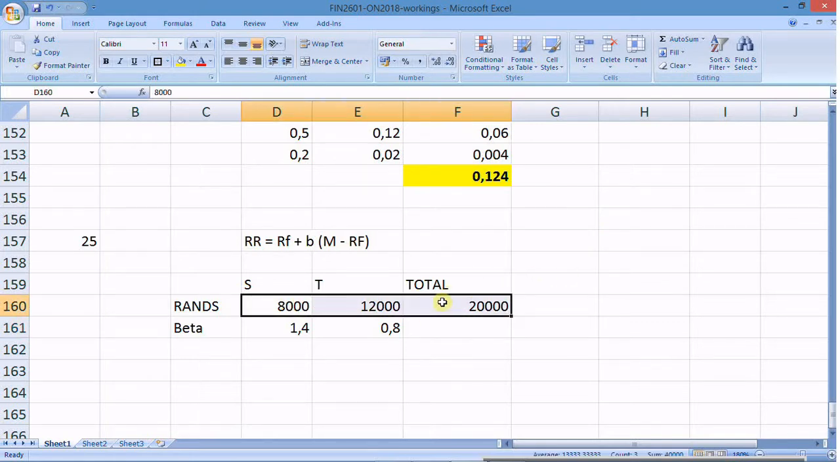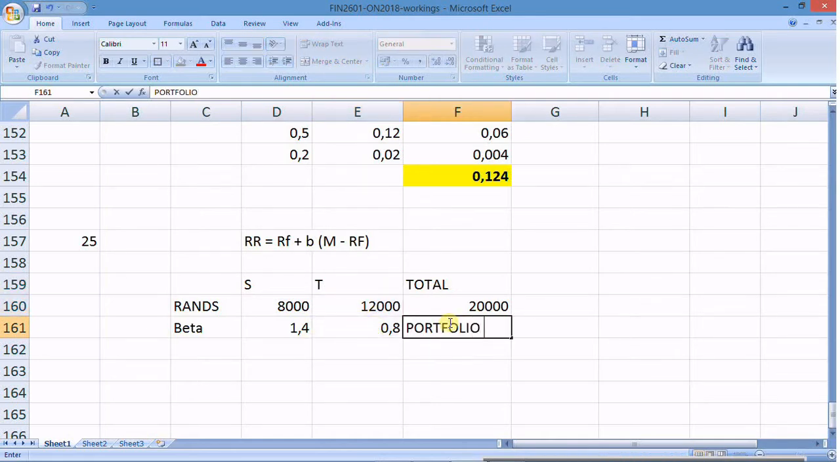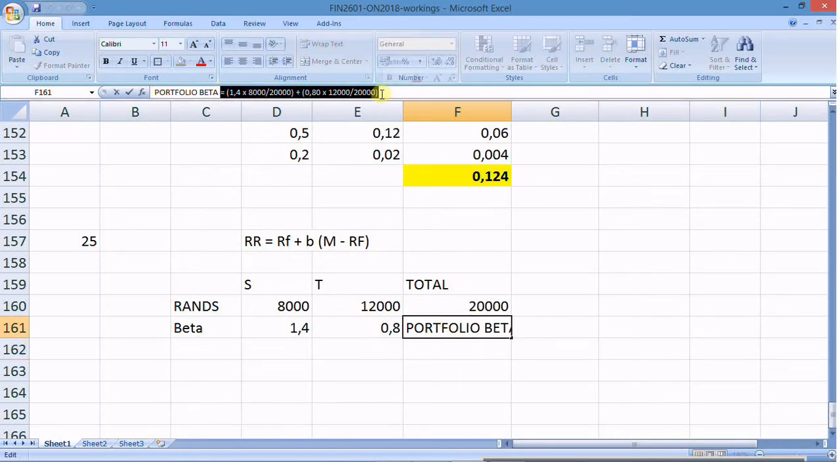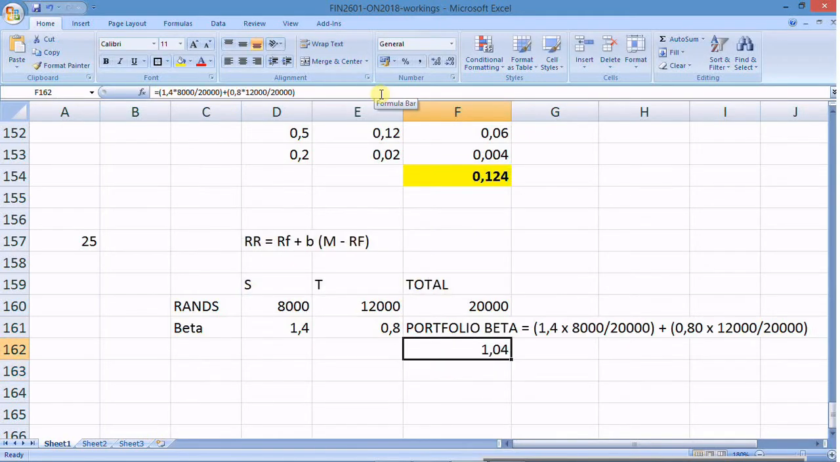Yes. But this 20,000 is representing a percentage of this one and a percentage of that one. So the beta of the portfolio is going to be calculated as 1.4 times the percentage, 8,000 of the 20,000. Does that make sense? Yeah. Plus the other share beta, which is 0.8, times 12,000 divided by 20,000. It's just a weighting. So let's work that out on the calculator. 1.04.